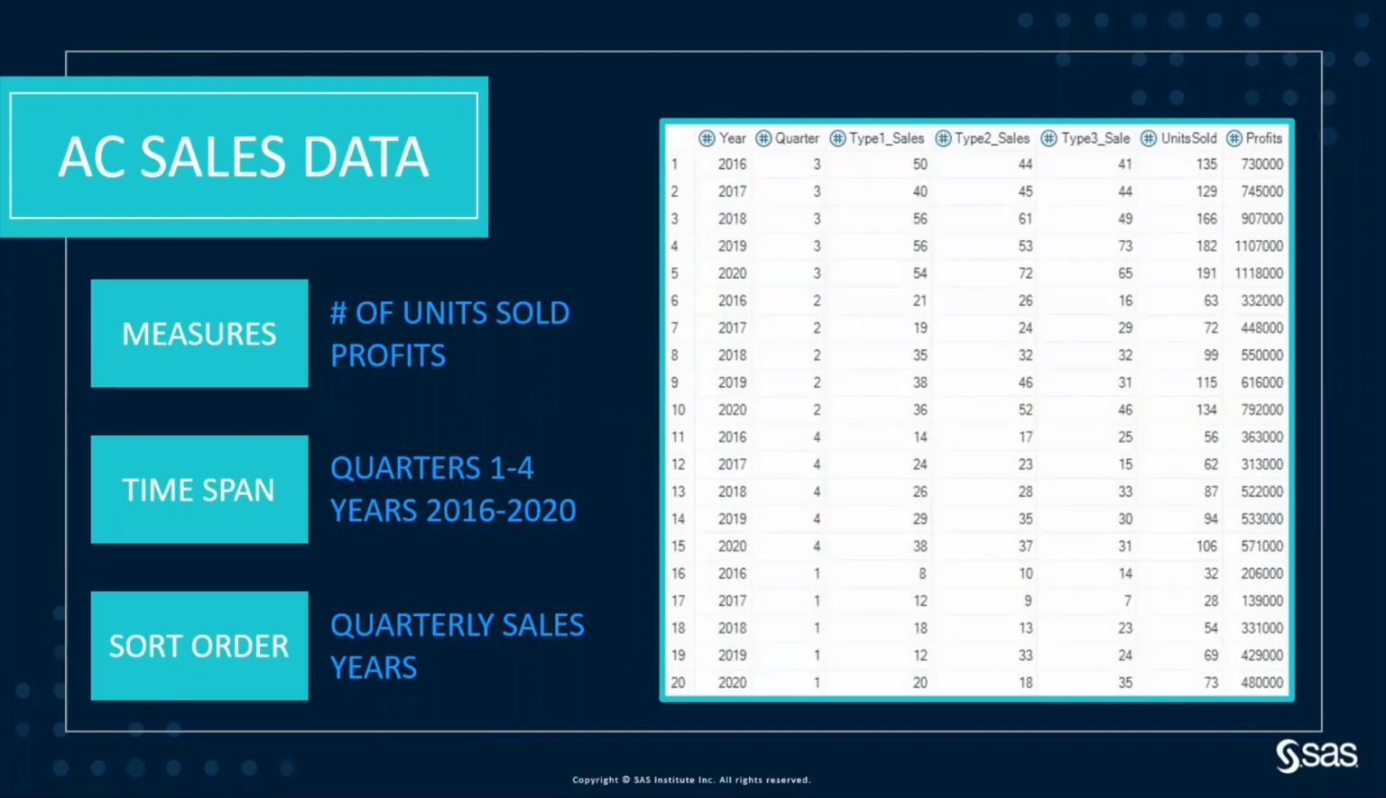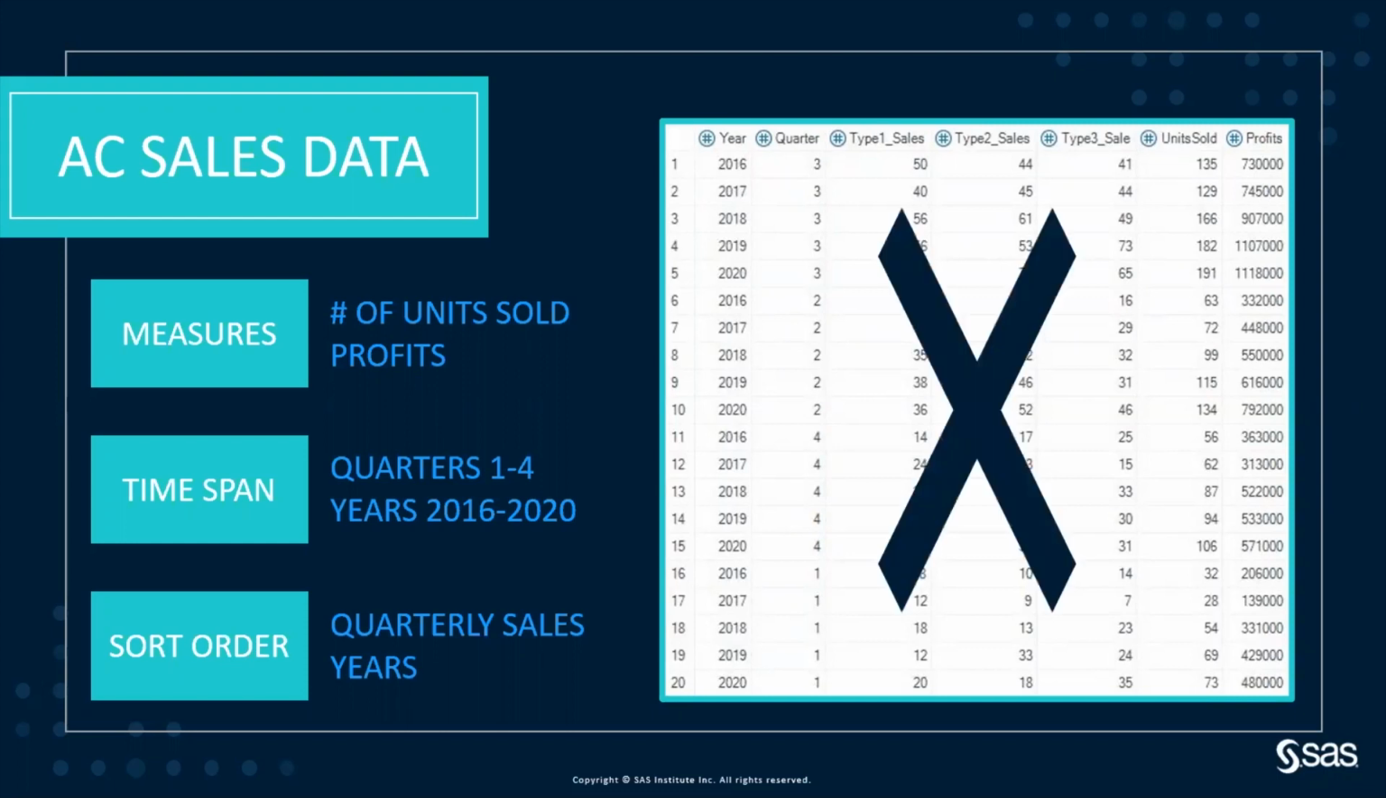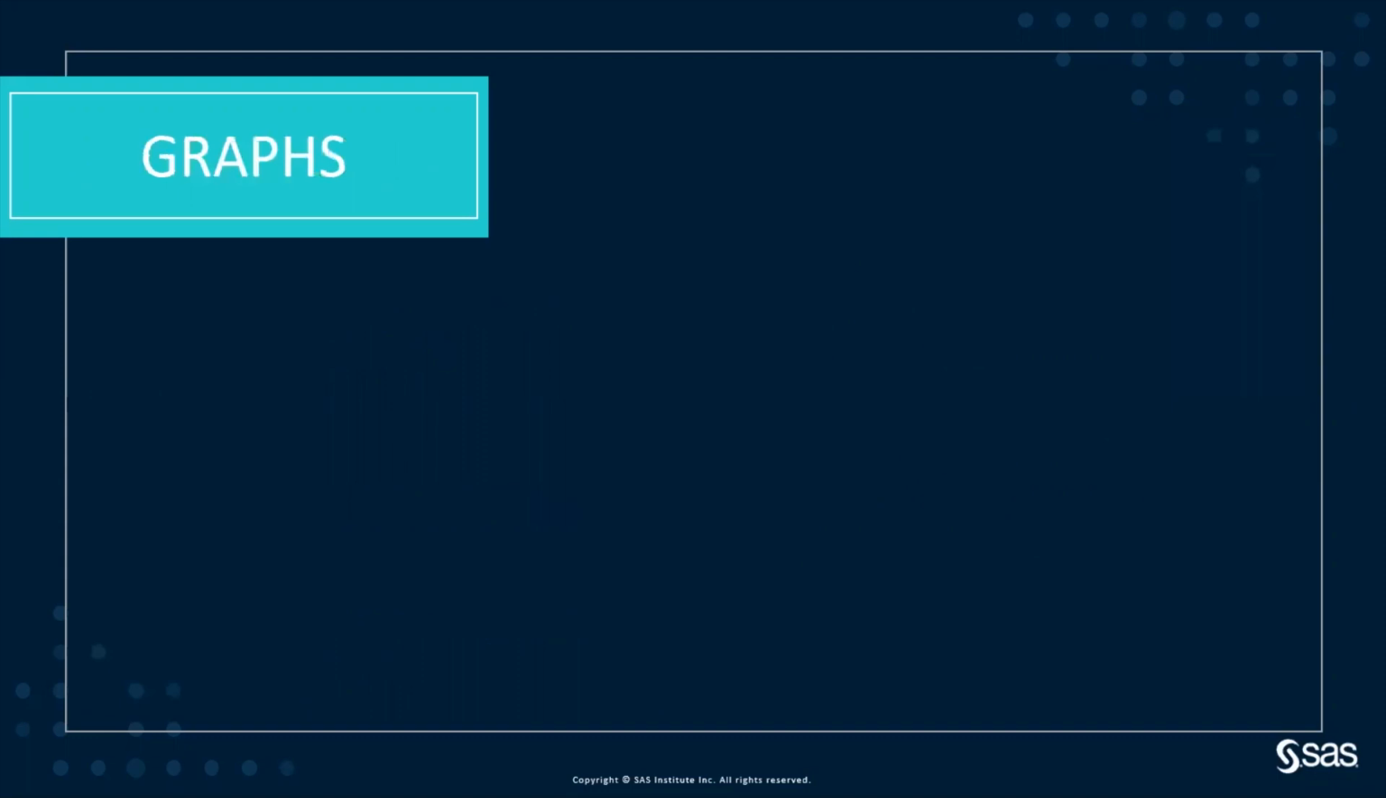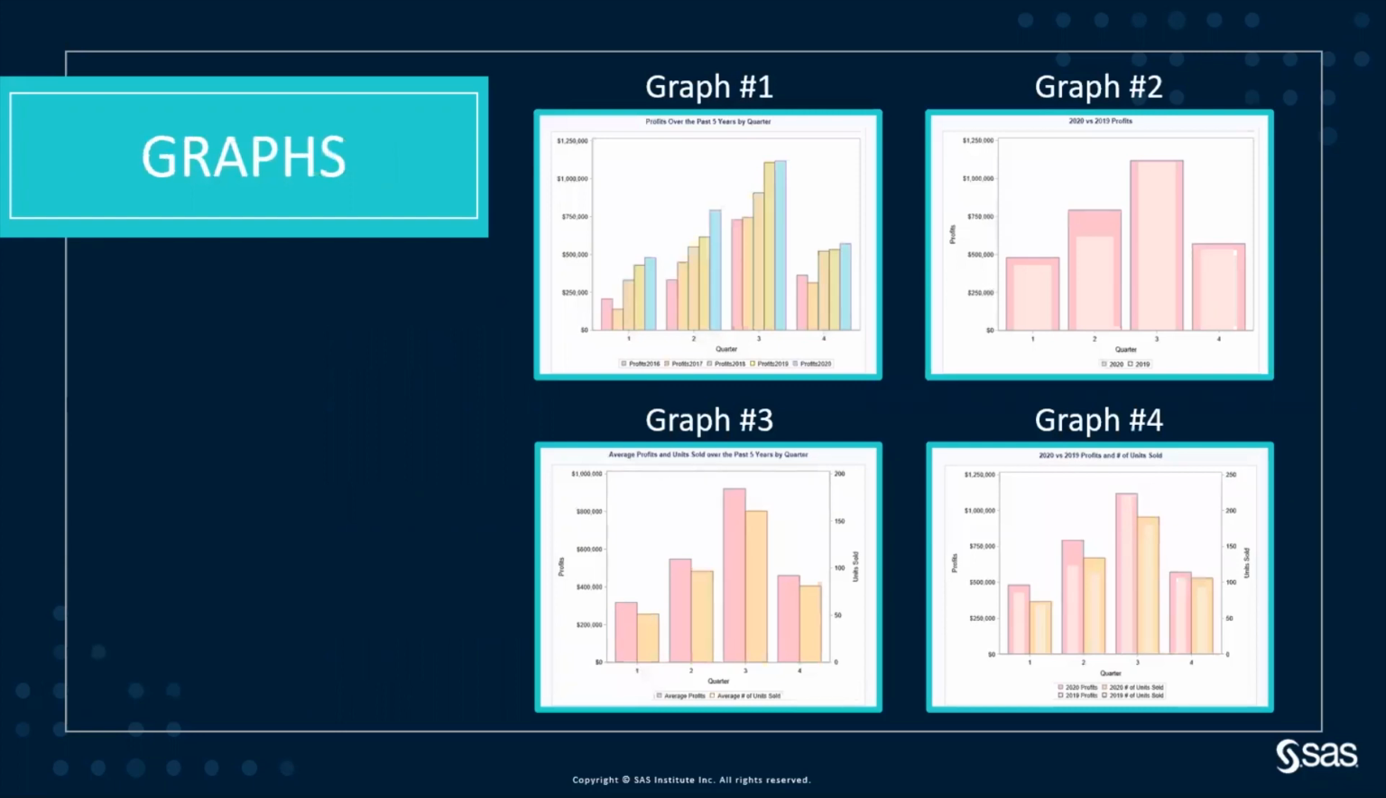Now, the data in its current form contains some information I won't be using. So I've gone ahead and removed everything related to the different unit types. I just want to focus on total units sold and profits for each quarter. In this video, our goal is going to be to create a series of graphs to display the data in different ways. However, it turns out that the tables may not always be coming to us in an ideal form.